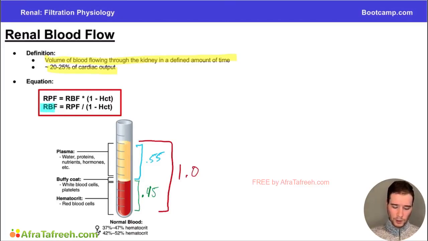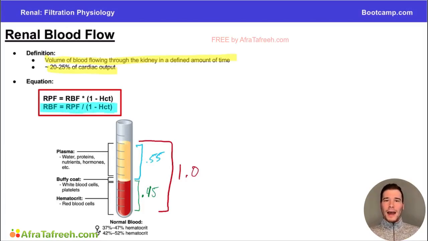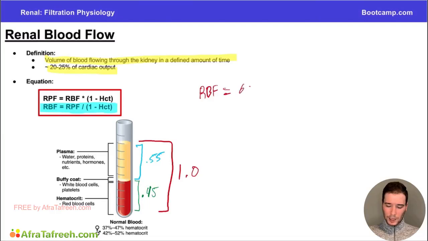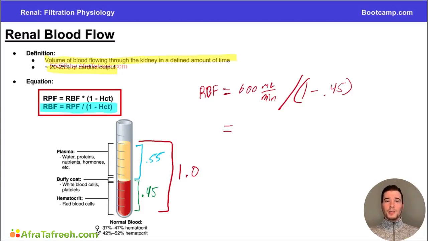This is saying renal blood flow equals renal plasma flow divided by 1 minus the hematocrit. Remember, let's just use the average renal plasma flow we talked about, which is about 600 milliliters per minute in a patient. So we want to calculate renal blood flow, which is equal to renal plasma flow, about 600 milliliters per minute, divided by 1 minus a hematocrit, let's just use 0.45 to be simple. So if we plug these numbers in, we get a value of 1090 milliliters per minute for our renal blood flow.